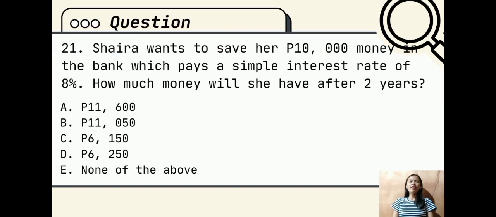Number 21. Shaira wants to save her 10,000 pesos in the bank, which pays a simple interest rate of 8%. How much money will she have after 2 years? A. 11,600 pesos. B. 11,050 pesos. C. 6,150 pesos. D. 6,250 pesos. E. None of the above.